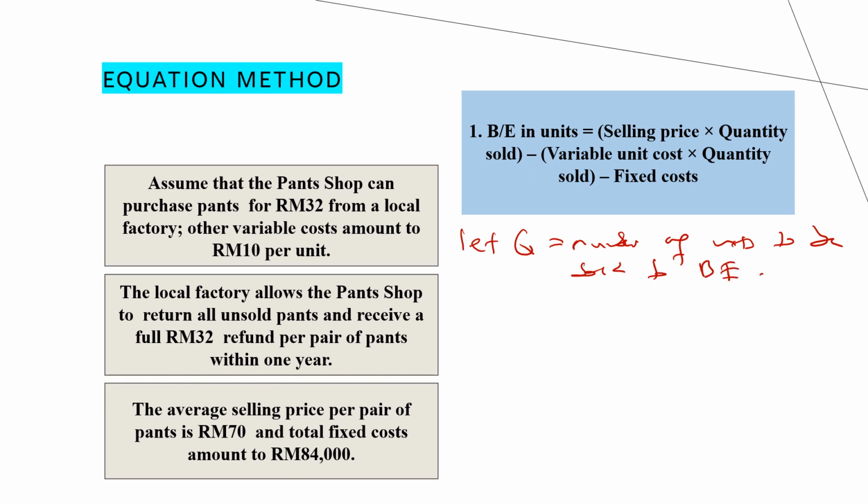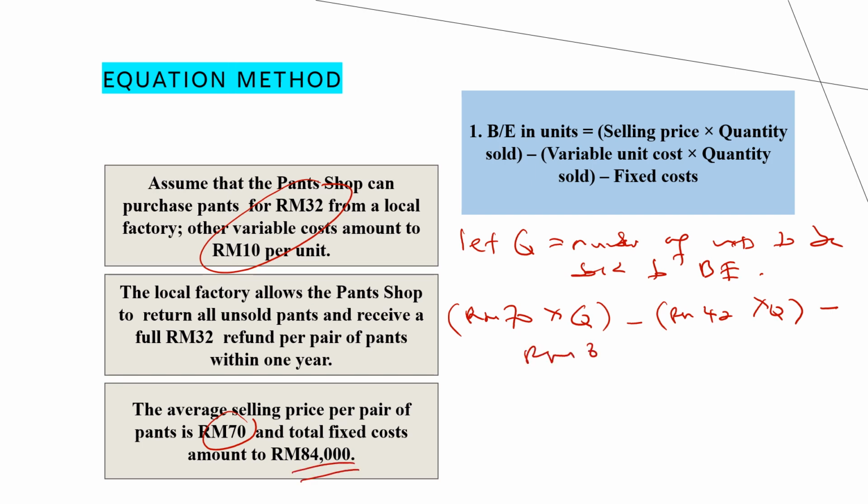So you just transfer the equation. The selling price is 70, times Q, because you do not know it, and you want to find out Q. And then minus 42 times Q, and then minus your fixed costs, 84,000, equivalent to 0.